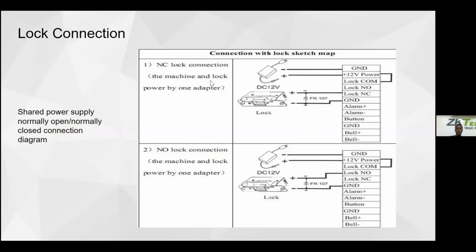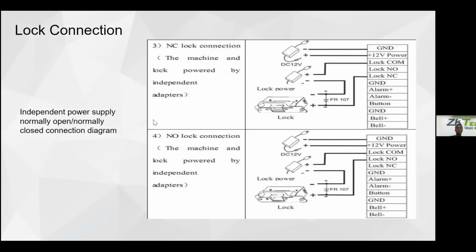The same thing goes for your NC. Now, another connection: when you are doing a connection where all of these devices are running an independent power supply, either for normally open or normally closed, this is the diagram. You will see here your lock, right? And then you will see here the DC, right? And then you see here your switch or your adapter.